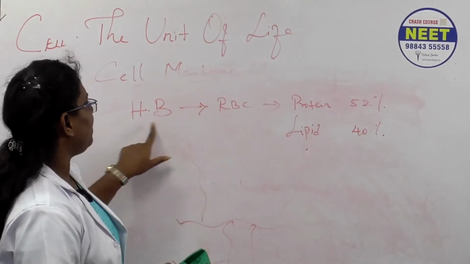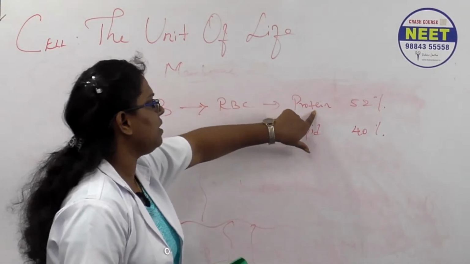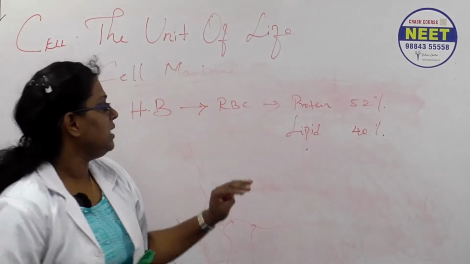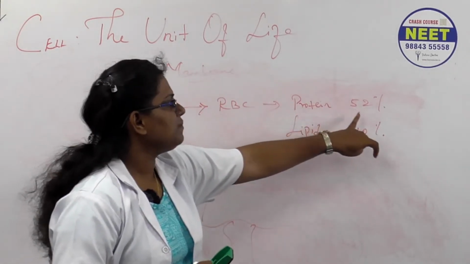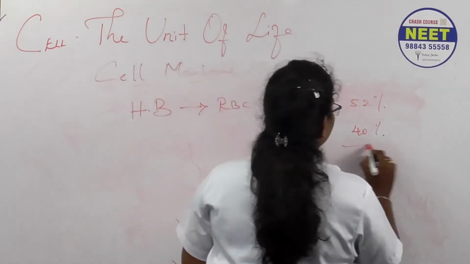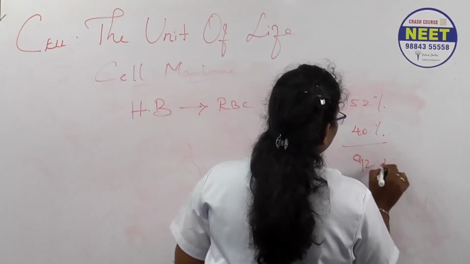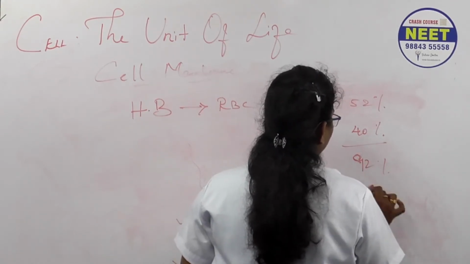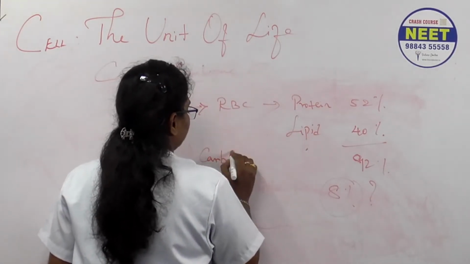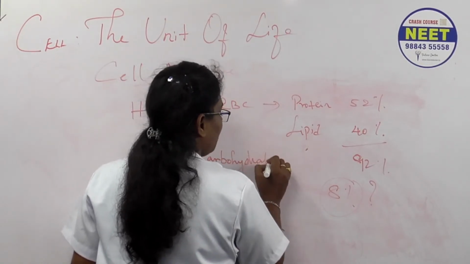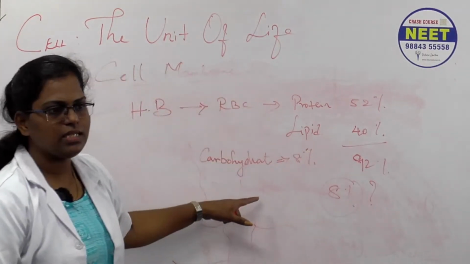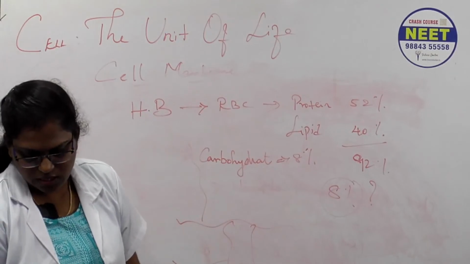So in human beings, the red blood cell, the erythrocyte, has a cell membrane with protein, lipid and carbohydrate, and in your NCERT only protein and lipid are given. Protein is present at 52% and lipid about 40%. Altogether that is 92%. So the rest, 8%, is carbohydrate, because carbohydrate is also present in the cell membrane, right? So this is the cell membrane.